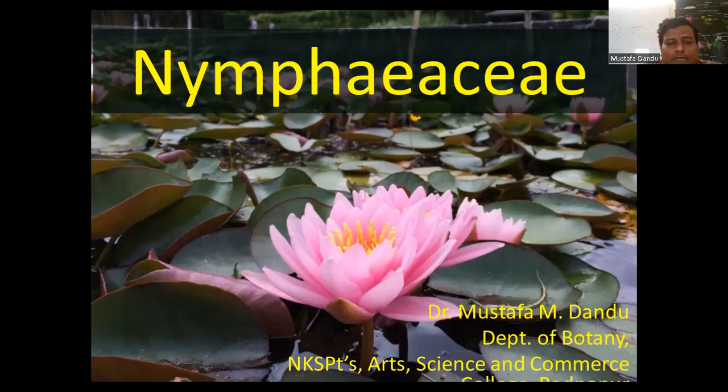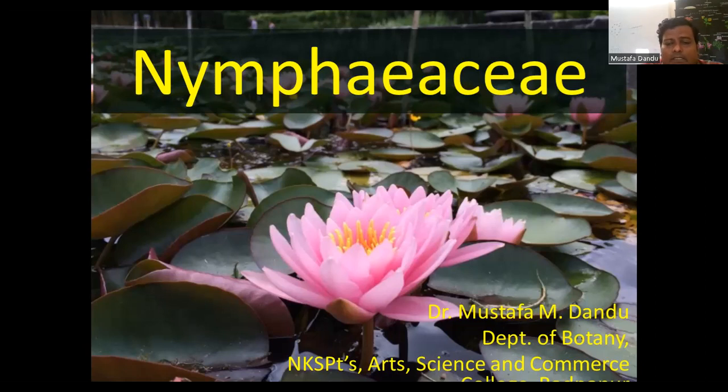Fruits are like spongy berry, rarely an aggregate, nut or pod. Seed usually operculate, arillate with a chalaza. The seeds of Victoria and Nymphaea and Euryale, which we call Makhana, are consumed as food.